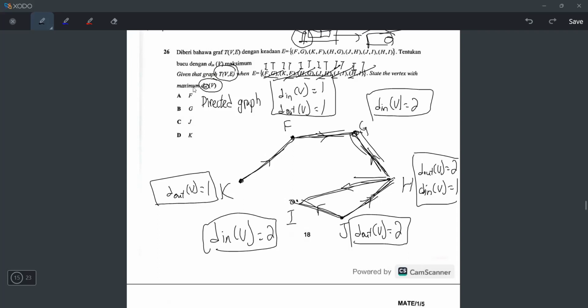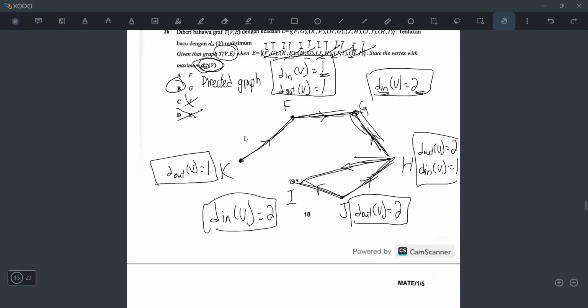Okay, they ask what? State the vertex with maximum degree of vertex going in. So K is definitely not the answer because K has no going in. What about J, G, and F? Let's see. J, where is J? Here. J is also wrong because J doesn't have any degree going in. So it's either G or F. G lah. The answer is G because G has the degree in of 2, but F has degree in of only 1. So I think that's the answer.